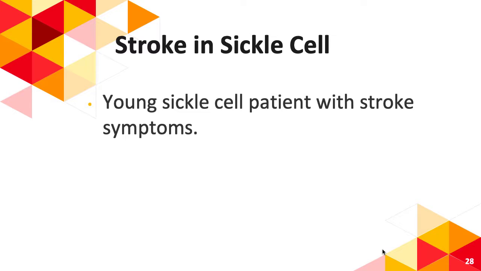All right? So consider a case, 20-year-old male with sickle cell disease comes in with right hemiparesis. What do you do for that patient? All right. Do not give that patient TPA. Do not give that patient TPA. If you want to kill that patient, give him TPA. If you don't want to kill that patient, don't give him TPA.